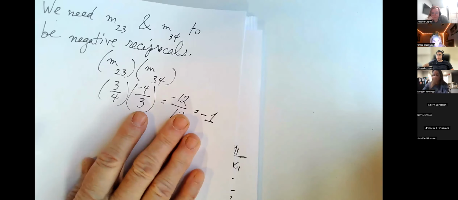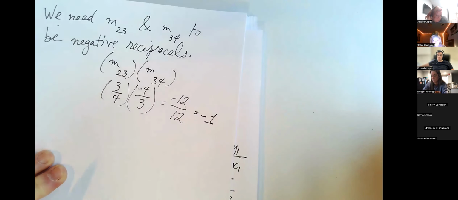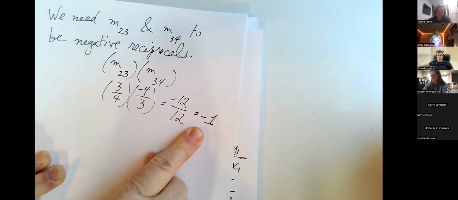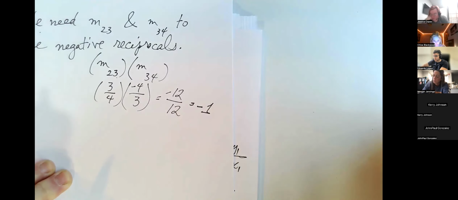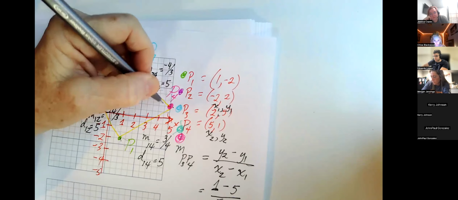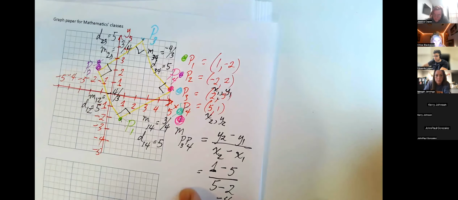We just showed that two sides that were next to each other are definitely perpendicular. And since every other side is parallel to the opposite side, they're all going to have to be perpendicular at the corners. So we can put a little square at each corner. And that means that the 4 points, 1, -2, -2, 2, 2, 5, and 5, 1 do form a square.